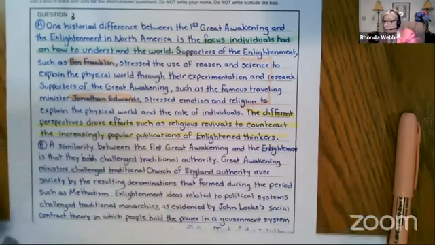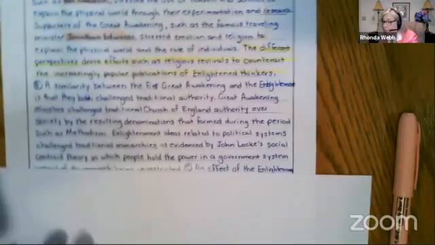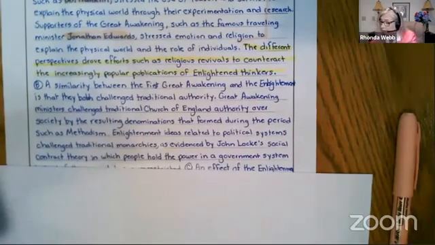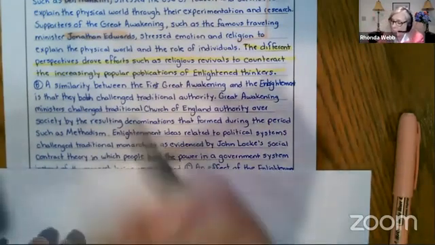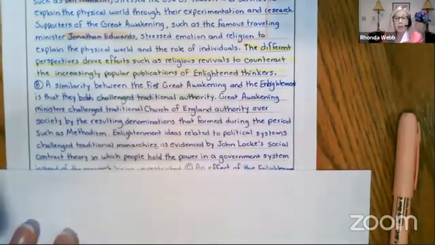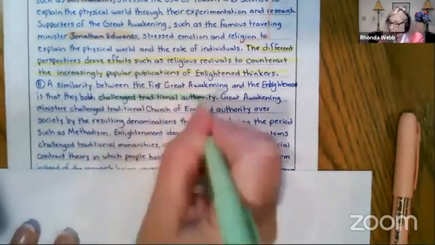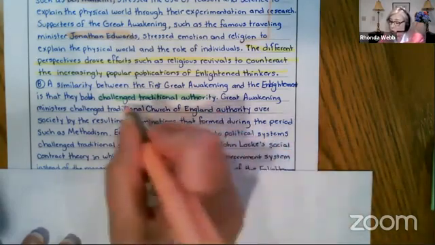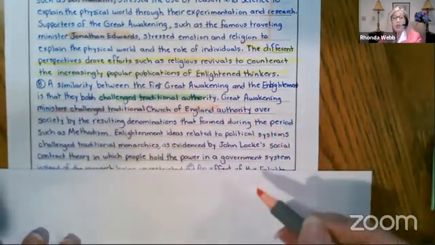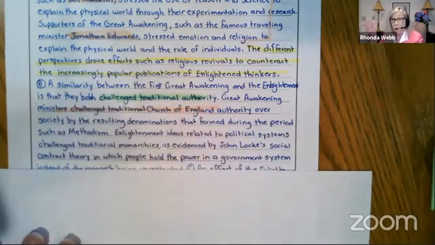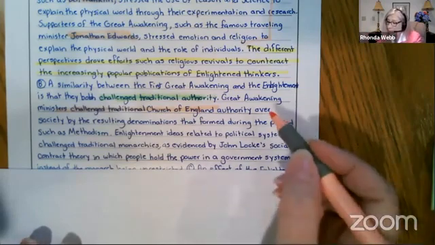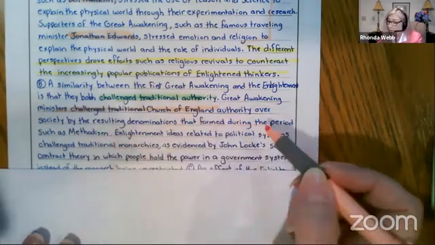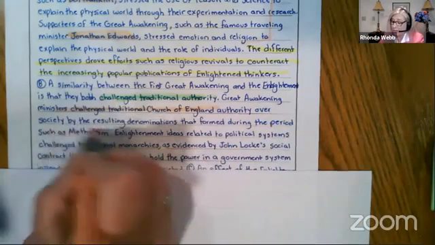Then my next one is about a similarity. So the similarity between the First Great Awakening and the Enlightenment is that they both are going to challenge traditional authority, right? So we've got to prove that the Great Awakening ministers challenged the traditional Church of England. So this is going to challenge the Church of England, where they were the only religion that was allowed in many places. That's going to kind of change that. We're going to see some new denominations over society, resulting denominations that formed during the period, such as Methodism.